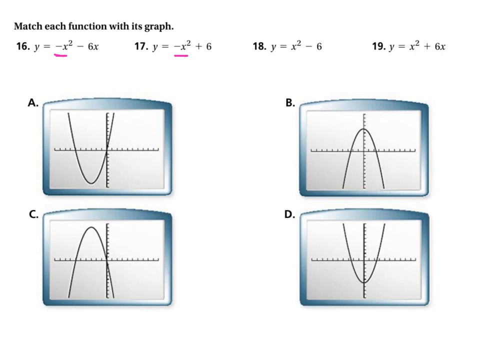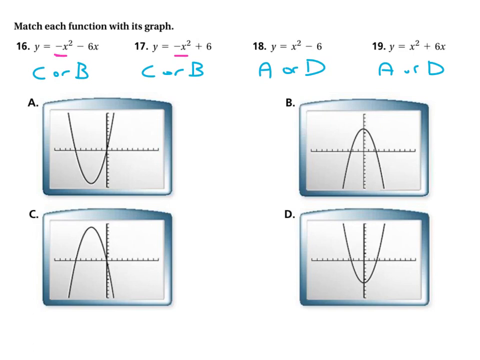So we know that, and I'll just write our possible choices here. For number 16, we've got as possible choices either C or B. Those are both opening downward. Okay, same thing for number 17. It's either C or B, just based on that. So then A or D are opening up. So we can say for 18, it's either A or D, and then A or D. We've already eliminated it down to 2.